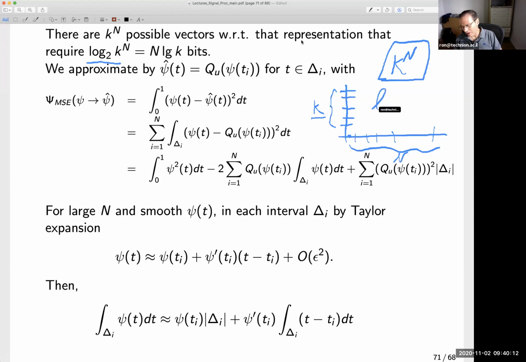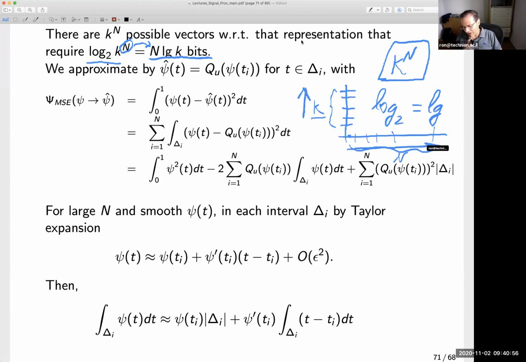I mean, log of 2, the shorthand notation is lg. This is why we say "lg lg" for all those that are working in complexity. So we need log 2, the number of bits, or if we use the rules of the logarithm, we can actually take this n and move it outside of the power of the logarithm. Okay, so this is the number of bits that I will need in order to represent all the possible vectors when uniformly quantizing the values and uniformly quantizing the time.